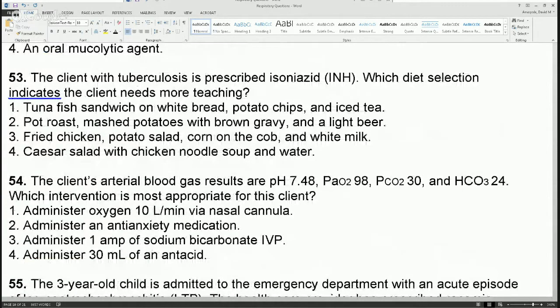Aaron, the client with TB is prescribed isoniazid, which diet selection indicates the client needs more teaching? Oh! Diet time. Oh, man.